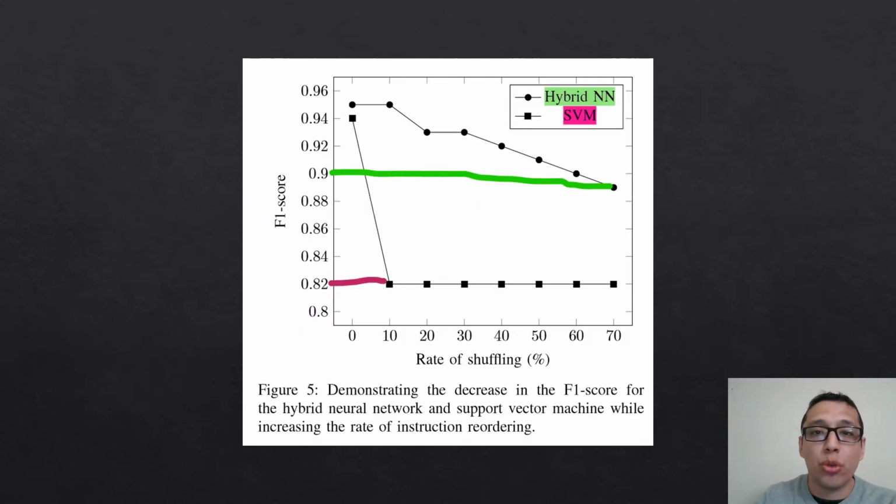This approach demonstrates robustness against instruction reordering as well. Given 150 samples, their corresponding sequences of opcodes were randomly shuffled. The hybrid neural network approach shows F1 score values above 90 up to a 50% rate of shuffling. Additionally, this test was performed on the support vector machine, but its performance decreased to an F1 score of 82 while increasing the rate of instruction shuffling.